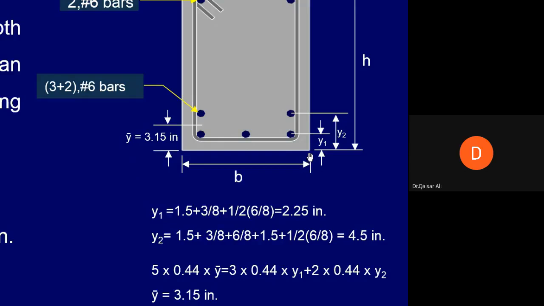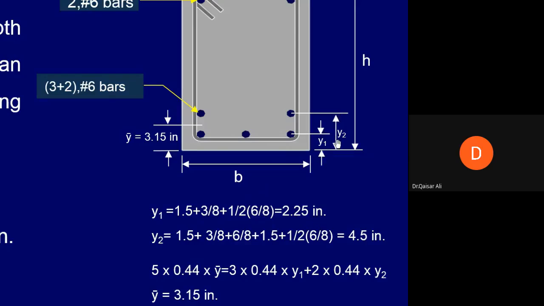What is y1? y1 is known to us because from the bottom we know the clear distance from the bottom of the beam to the stirrup, which is at least 1.5 inch. y1 is 1.5, which is the clear cover, plus 3 by 8 inch, which is the size of this stirrup, plus half of this bar, which is 6 by 8. So half of 6 by 8 is 0.375 inch. So y1 we can calculate.